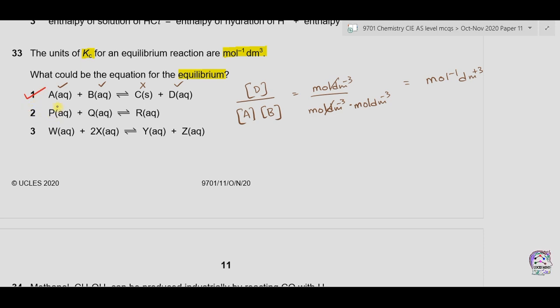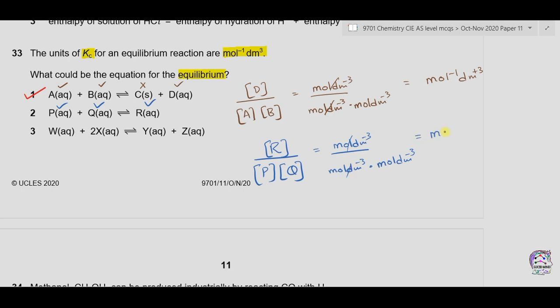Option 2, P is aqueous, Q is aqueous, R is aqueous. So we can write R concentration divided by concentration of P into concentration of Q. Again we can see that we have mole per decimeter cube for R as 1 mole is present, mole per decimeter cube for P into mole per decimeter cube of Q.